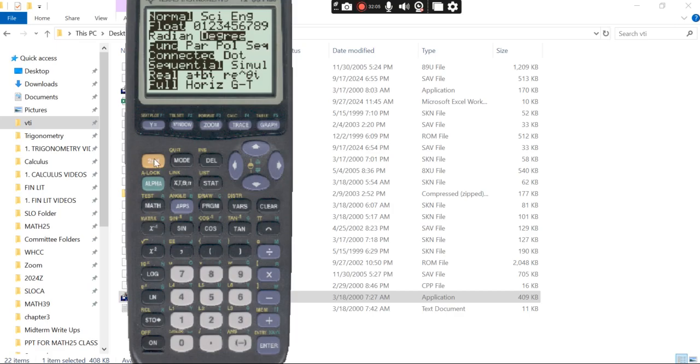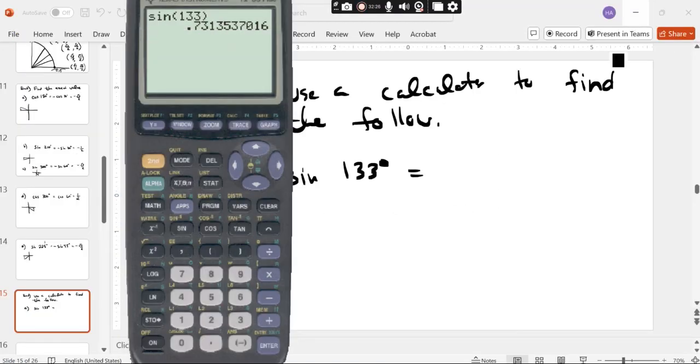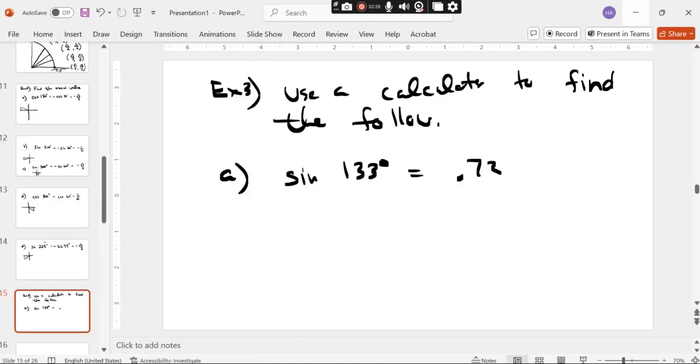Okay, now we're ready for the trig function. So second, and click the mode button for quit. And we got ourselves sine of 133 degrees. Do we need to put a degree symbol? No, we just click on it because we're in degree mode already. So 0.73, and usually we go about 4 decimal places. So 0.7314, are we good? 0.7314, done.